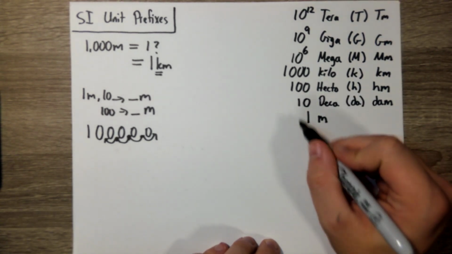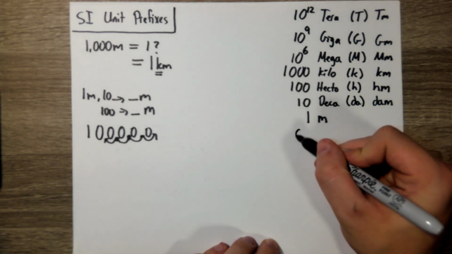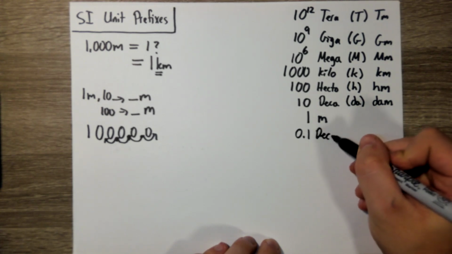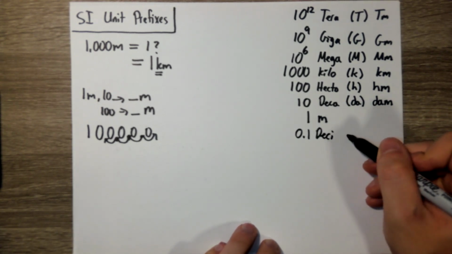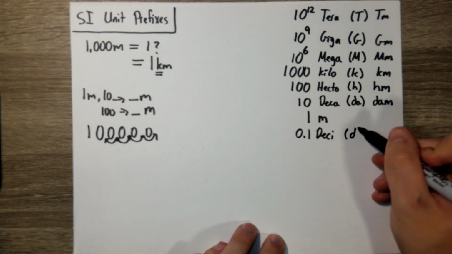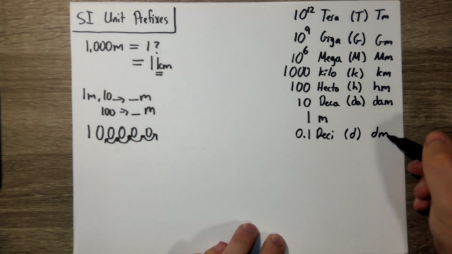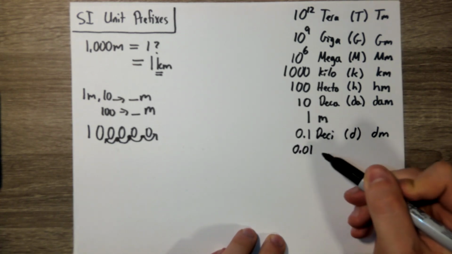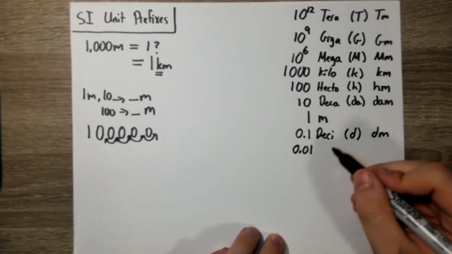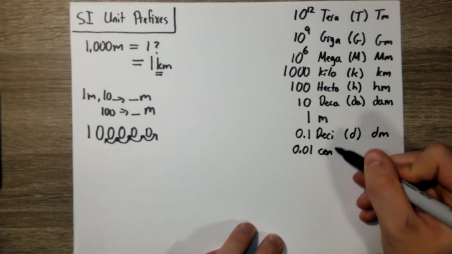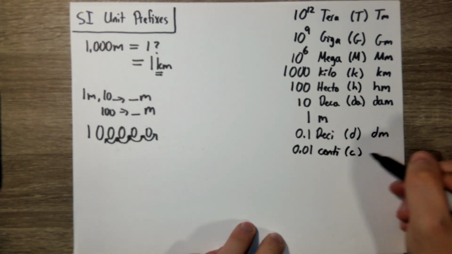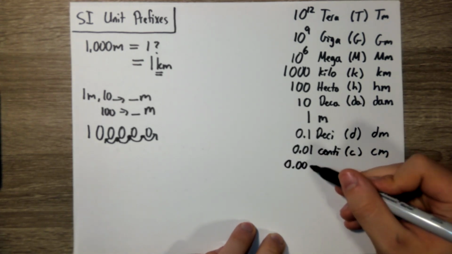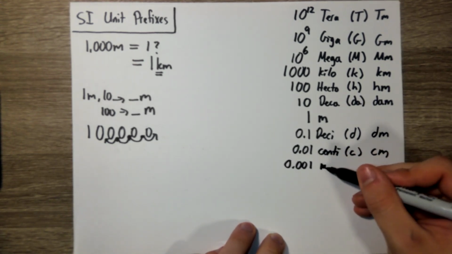And so, like I mentioned, we can go the other way as well. So 0.1 is called deci, not to be confused with deca. They're pretty close. That's a lowercase d, decimeter. If you go to 100th of a meter, or just the 100th decimal place, it's a centi, lowercase c, centimeter. Thousandth, you get milli, m, millimeter.